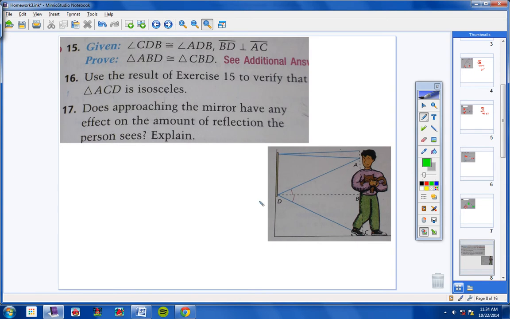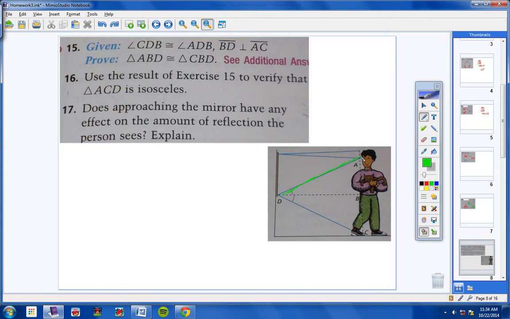All right, numbers 15, 16, and 17. Now, we're going to pull this picture back up for number 17 in a second, okay? But right now, I think it'd be a lot easier when we look at number 15 and they want us to do a proof. All of this fancy stuff with a mirror here and a person standing here, that's really distracting in the way, to be honest with you. So I'm just going to copy what we need to know.